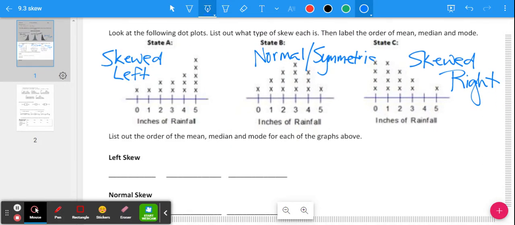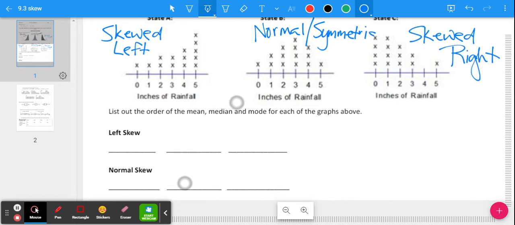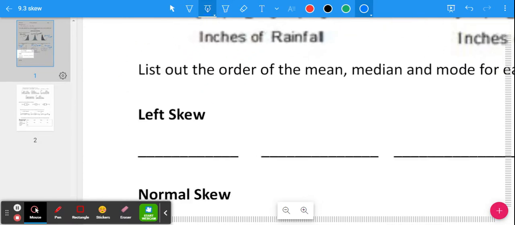So now it wants us to list out the order of mean, median, and mode for each of the graphs above. So we're going to find them and then make observations. So for the left skew, add all the numbers up: 0, 1, 2, 2, 3, 3, 4, 4, 4, 5, 5, 5, 5, 5, and divide by how many numbers are in that data set, and you end up with 3.43. So this is your mean. I want to mark that. So mean 3.43.